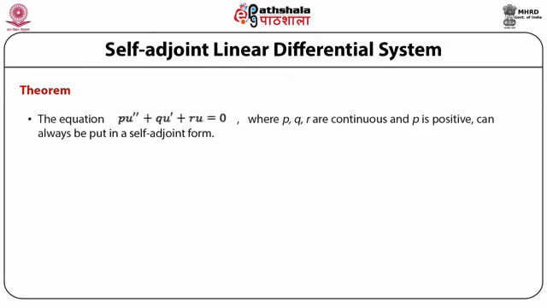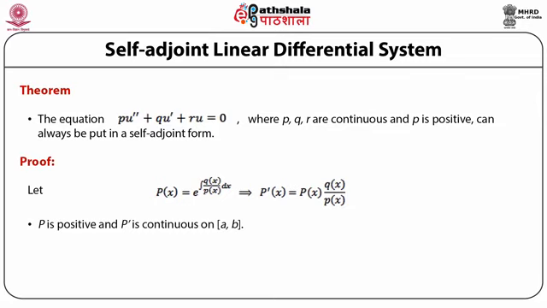The theorem states that the equation p u'' + q u' + r u = 0, where p, q, r are continuous and p is positive, can always be put in a self-adjoint form. Now, the proof is given as follows. Let P(x) = e raised to the power integral of q(x)/p(x) dx. This implies P'(x) = P(x) times q(x)/p(x).